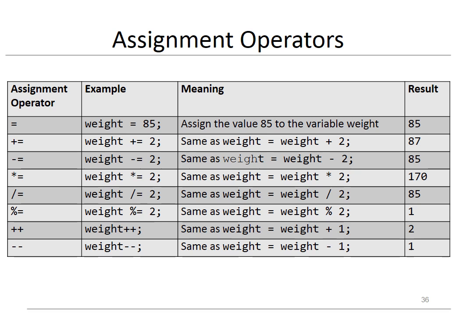Weight *= 2 is the same as weight = weight * 2, so the result becomes 170. Weight /= 2 and weight %= 2 can be interpreted accordingly. Weight++ corresponds to weight = weight + 1, and weight-- corresponds to weight = weight - 1. The latter are very handy shortcut notations, as we will discuss later.